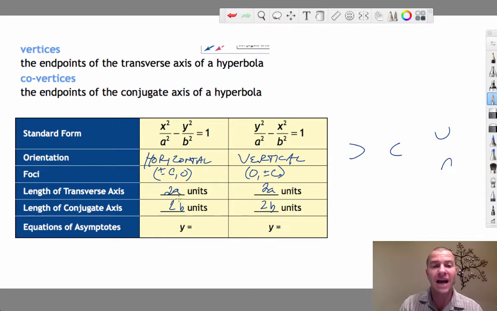The length of the transverse axis is 2a. In either one, notice the a is always under that first variable. And the length of the conjugate axis is 2b. The asymptotes are going to be y equals either b over a times x or y equals a over b times x, and both positive and negative to get both asymptotes. It's basically the denominator on the y over the denominator on the x. You still get your rise over run, but the y is going to be on the top. The denominator from the x is going to be on the bottom, which is why that a and b switched, because in the formula for the horizontal and vertical, the a's and b's switched.